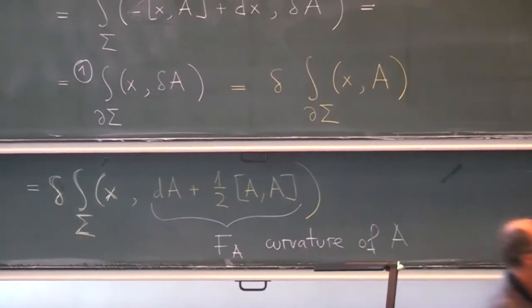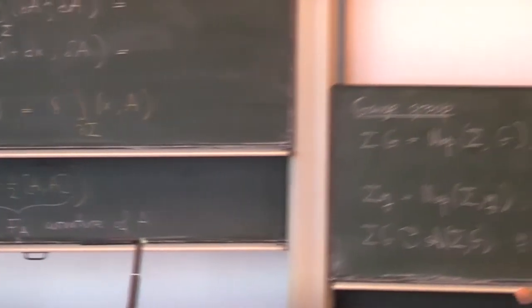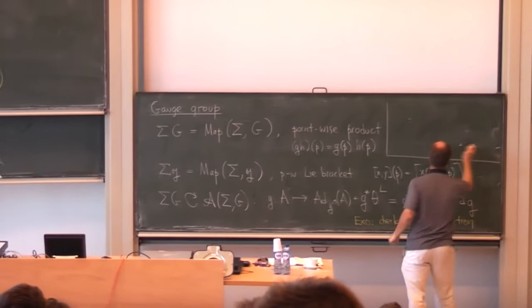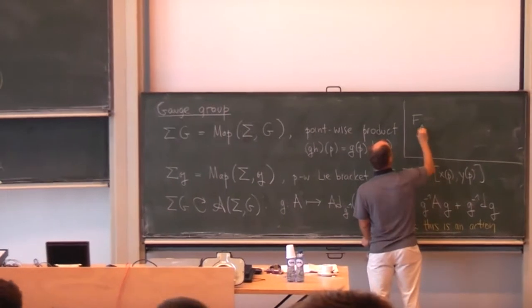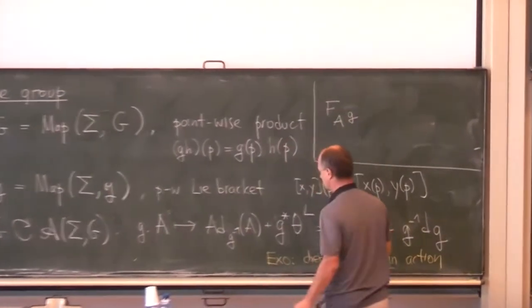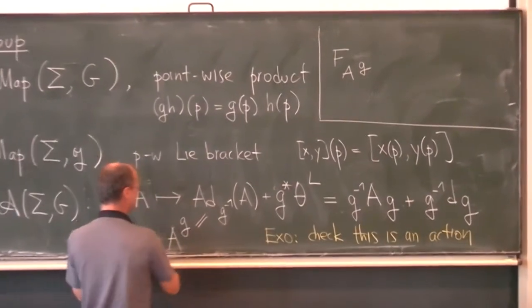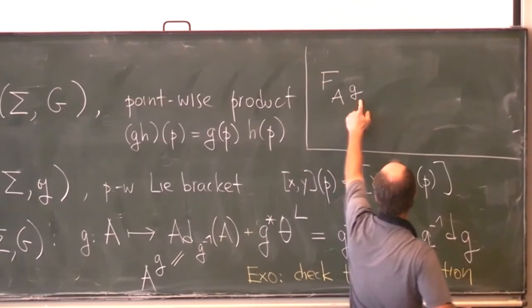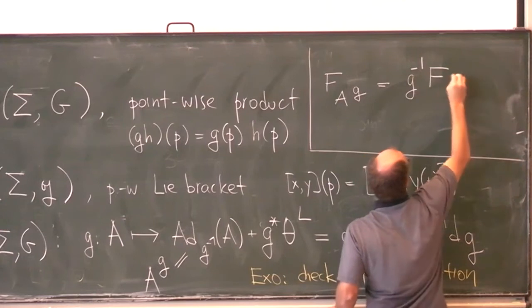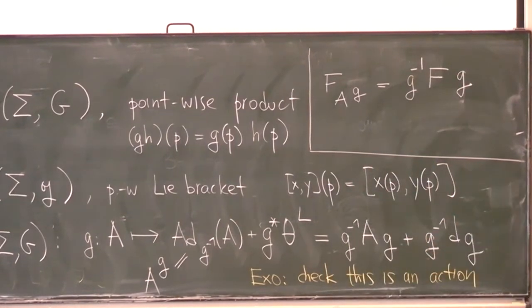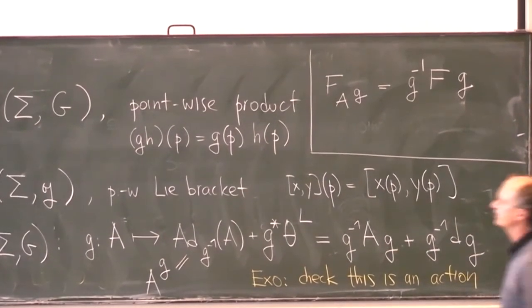Is the curvature of A. Perhaps just to remind you, the curvature transforms very nicely under the gauge transformations. So if we denote this expression by A^g, the gauge transformation of A by g, then the curvature is simply transformed by the adjoint action, or by conjugation in our notations.